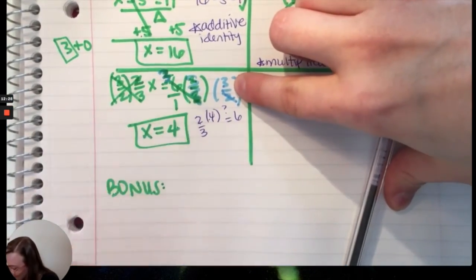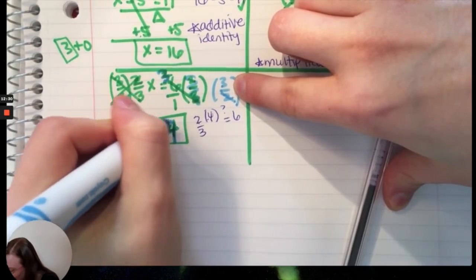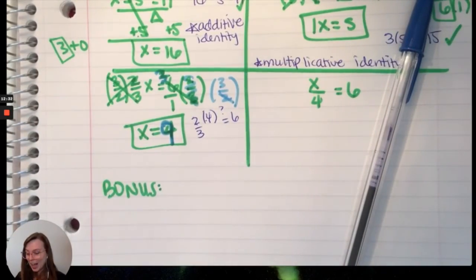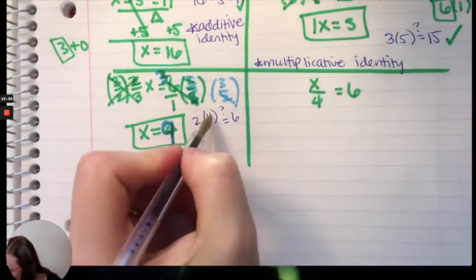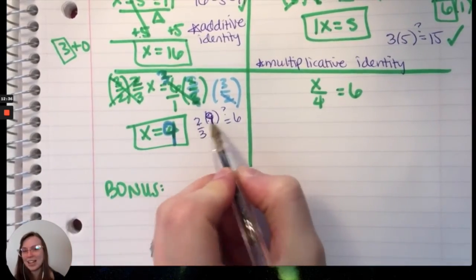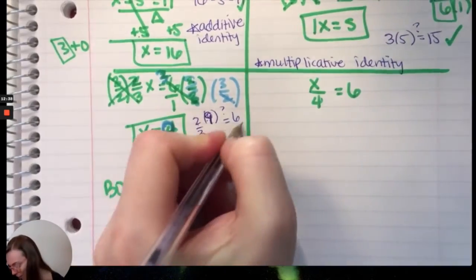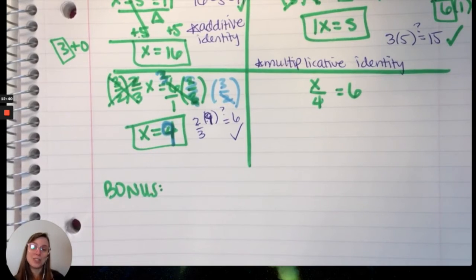3 times 3 is 9. This should be a 9. And that's why we have a check step. So this should be 9. Now we have 18 divided by 3 is 6. Now we're good. And that's why you have a check step.